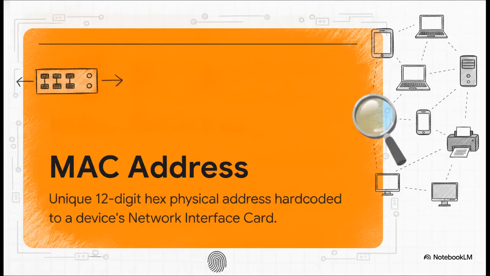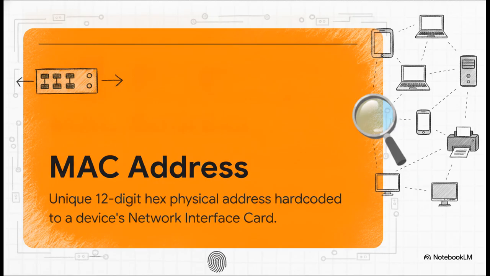devices. But while IP addresses are out there routing data across the globe on Layer 3, your device also has a physical address operating at Layer 2, the data link layer. And this is your MAC address. It stands for Medium Access Control. Basically, it's a unique 12-digit hexadecimal physical address that is permanently hard-coded to your device's network interface card right when it's manufactured. Computer, phone, wireless printer, every device has one.